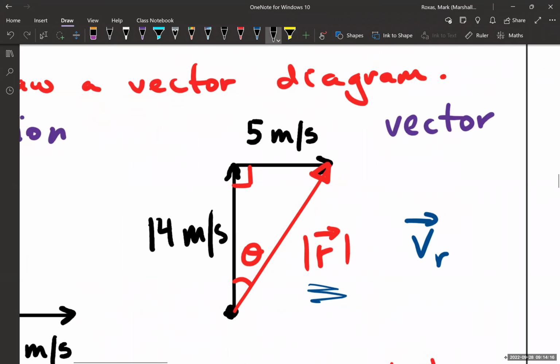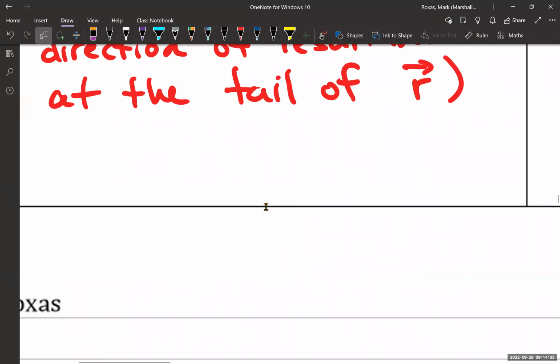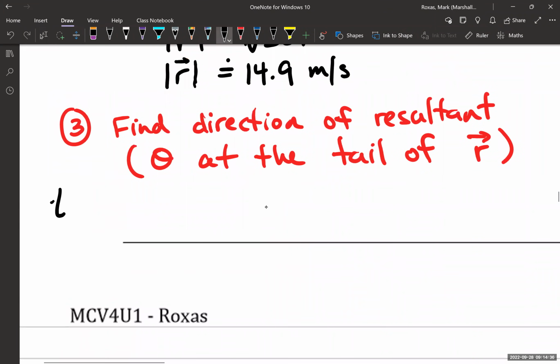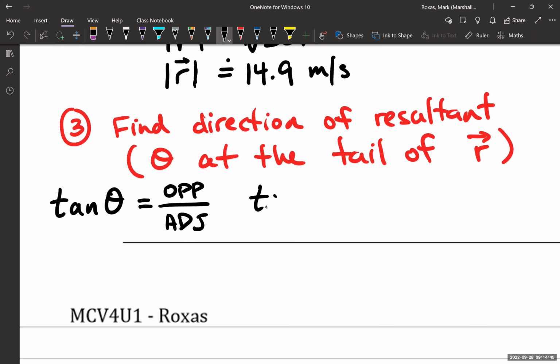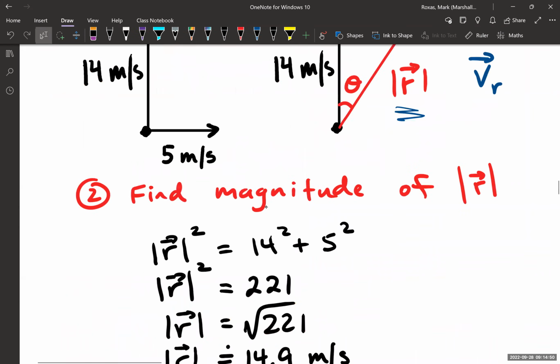It's not the Pythagorean theorem we're going to use. We have to use one of our trig ratios. If I'm given the opposite side of the angle and the adjacent side of the angle, opposite over adjacent, recall SOHCAHTOA, that's the tangent ratio. So tan theta equals the opposite side over the adjacent side, and so the tangent of theta equals 5 over 14.